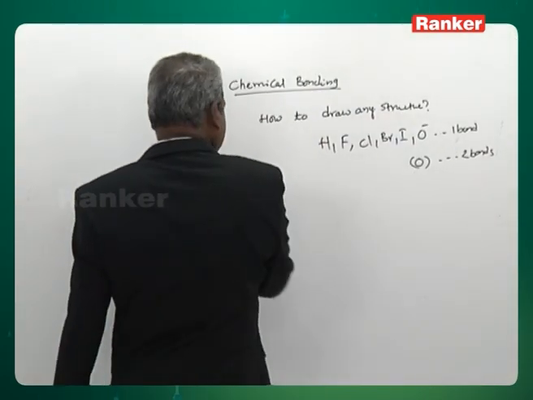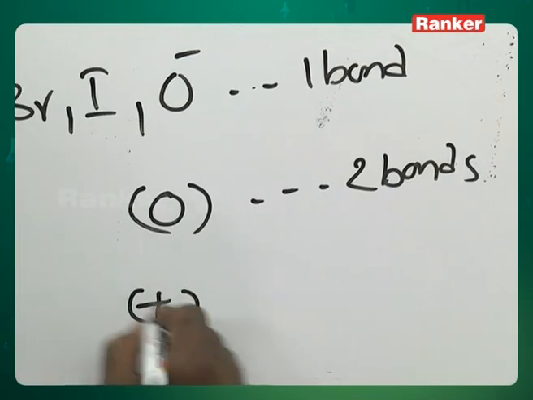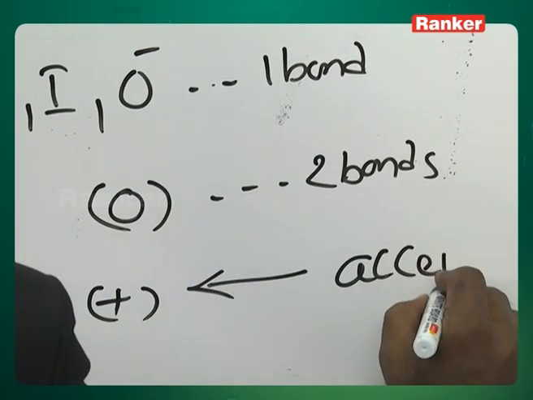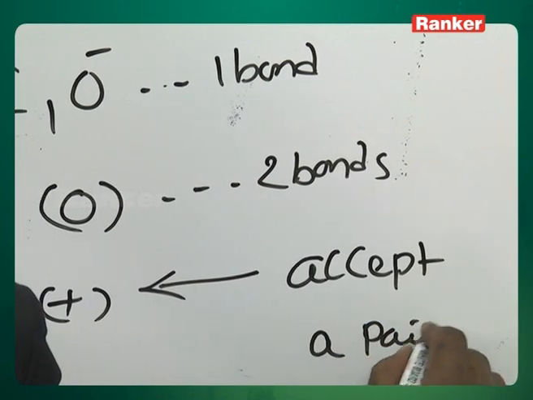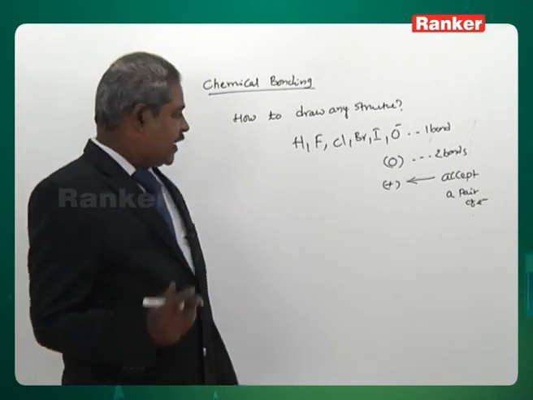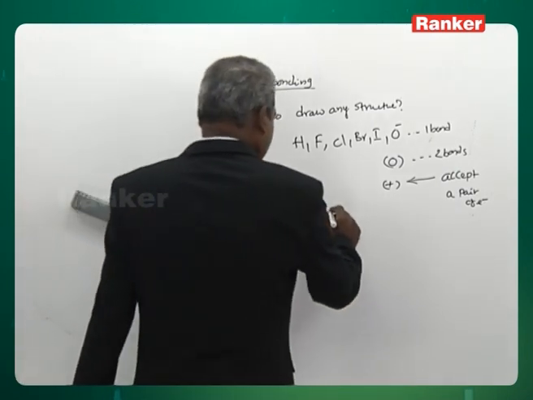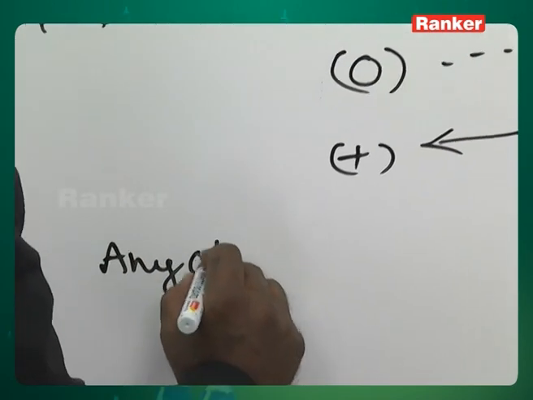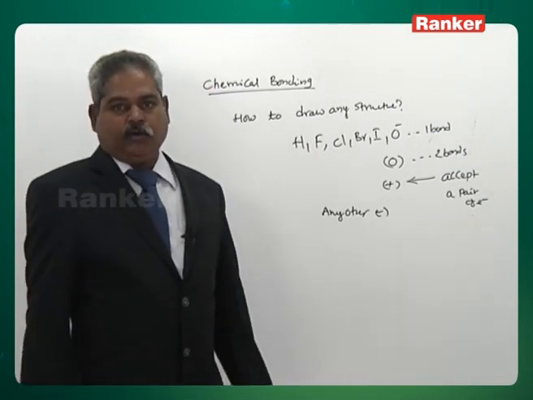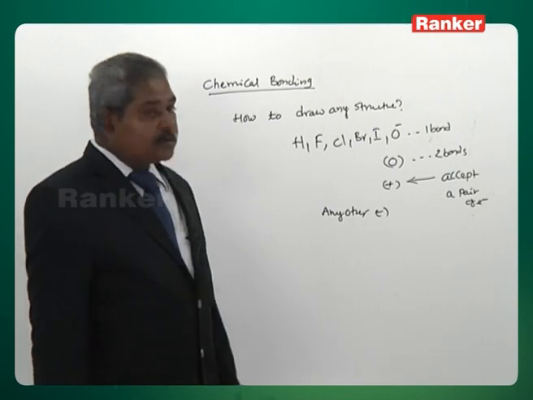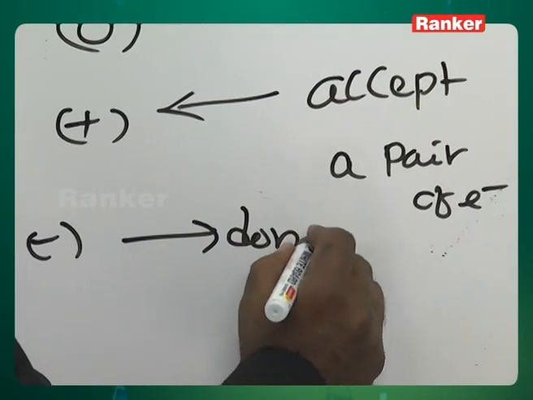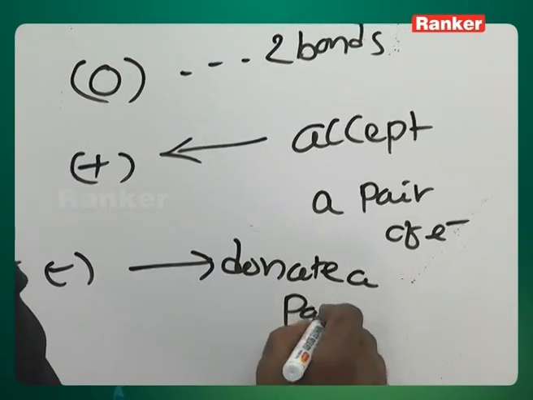And the role of any plus in a group is to accept a pair of electrons, a lone pair of electrons. If you have a positive species, it accepts a pair of electrons. And any minus other than O minus, we have already mentioned what O minus is capable of: O minus can form one bond. Any other minus other than O minus donates a pair of electrons.